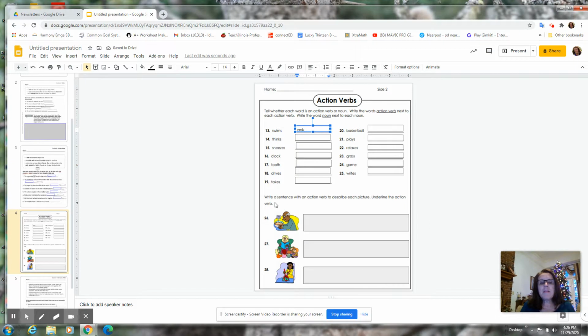And then on the bottom, it says write a sentence with an action verb to describe each picture. Underline the action verb. So you're going to look at each picture. You're going to write one sentence. It should be at least 8 words. So remember that. And in order to get full credit, you'll have to write 8-word sentences for each of these 3 pictures. Okay. So that should not be difficult.